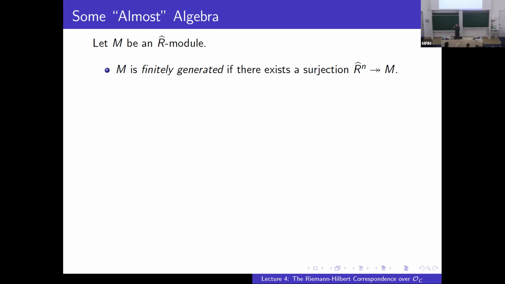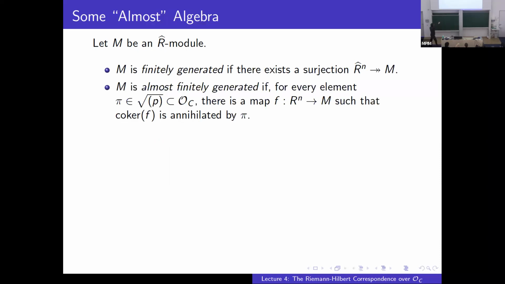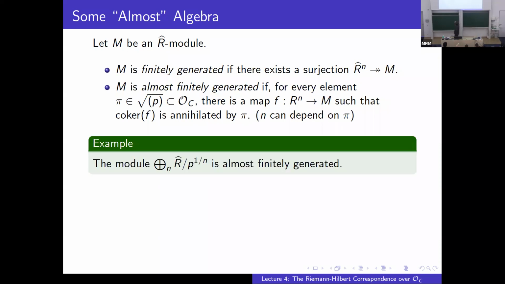So here's a weaker condition. M is almost finitely generated if you can't necessarily find a surjection from R hat to the N into M, but you can find a map which is as close to surjective as you want, meaning that you can get the cokernel of that map to be annihilated by arbitrary elements belonging to the radical of p inside of O_C.